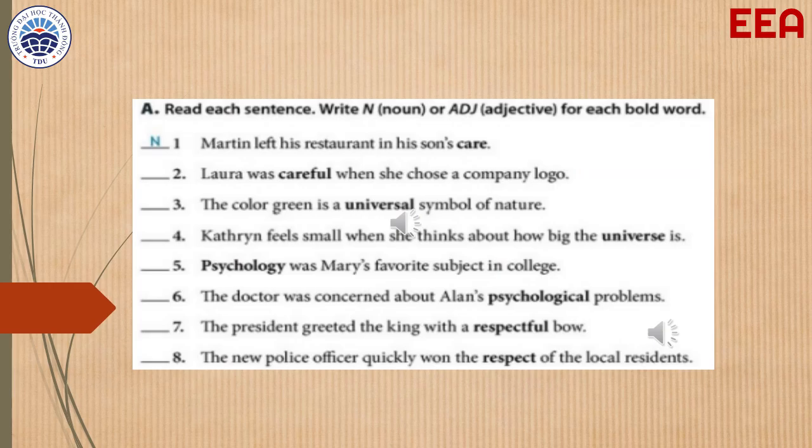Now read each sentence. Write N for noun and ADJ for adjective for each word. Number 1. Care is now here. Okay, so you have 7 minutes to complete this exercise.